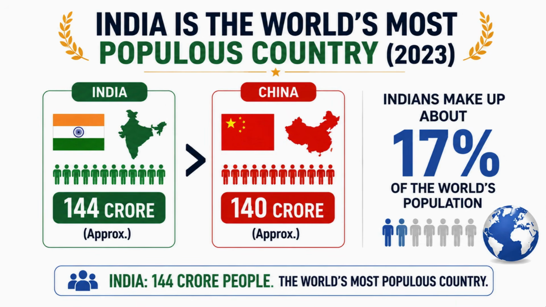Now, I want to draw your attention to a massive historic shift at the very top of the global rankings. In 2023, India actually overtook China to become the world's most populous country. India sits at roughly 144 crore people, just edging past China's 140 crore. To put that into perspective, that means Indians today make up about 17% of the entire world's population. It's huge. But how did the world get so big so fast?